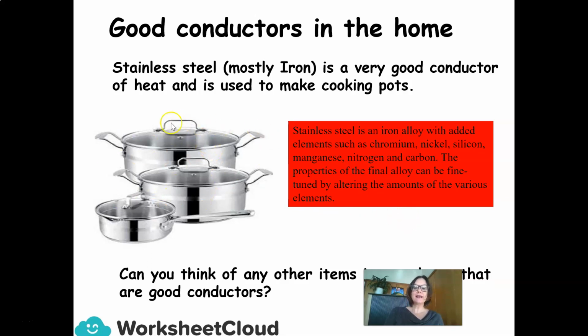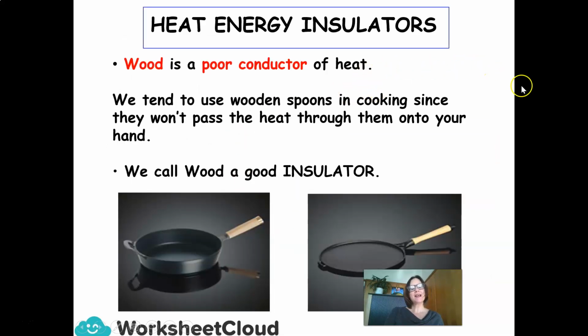Okay, so stainless steel is an iron alloy, mostly iron, used to make pots so that you can cook your food and the heat can be transferred from the stove to your metal pot through the process of conduction. Right, just another little recap. Wood is a poor conductor of heat, and it's very important that we have poor conductors of heat as well.